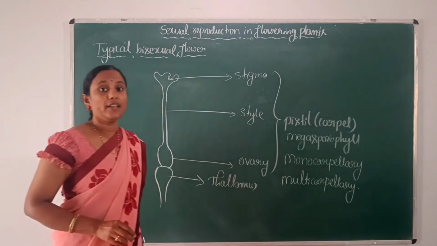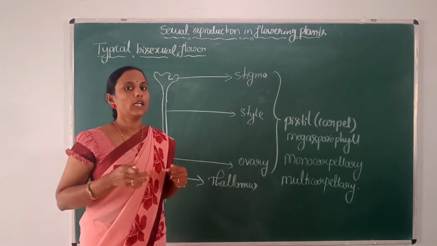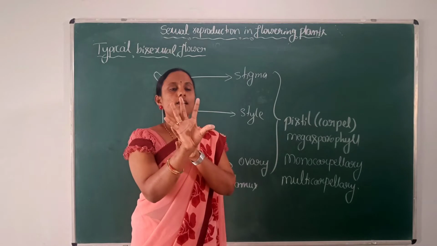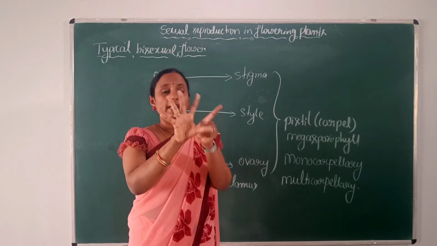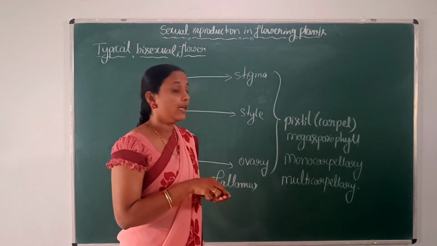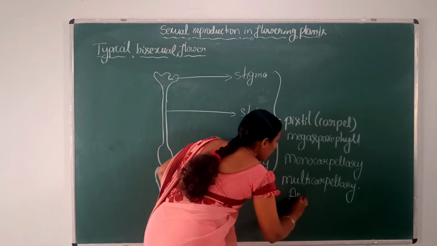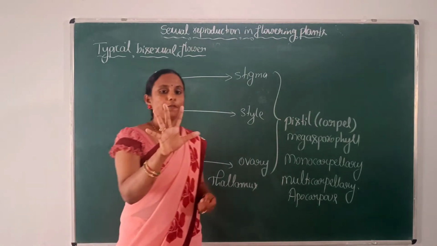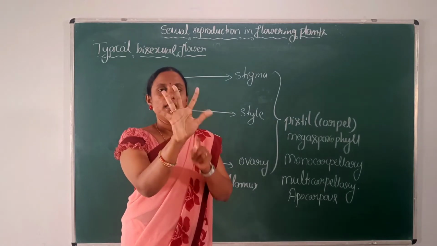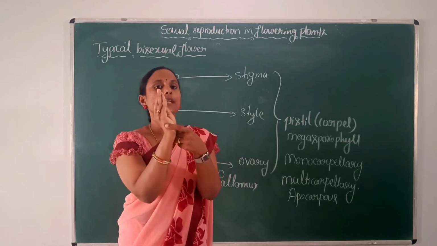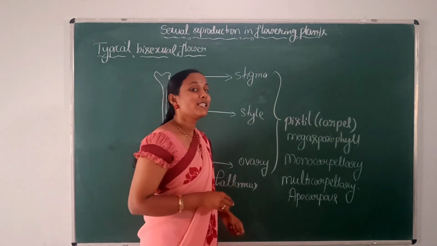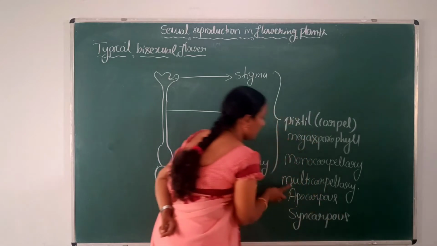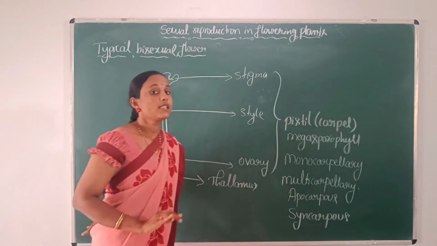Again, in the multicarpellary condition, the pistils or the carpels may be fused or they may be free. Consider these 5 as pistils. Consider in a flower there are 5 pistils. If they are present free, independent of each other, then the condition is called multicarpellary apocarpous. If all of these are fused together and appear as a single one, then they are called syncarpous. Multicarpellary apocarpous or multicarpellary syncarpous.